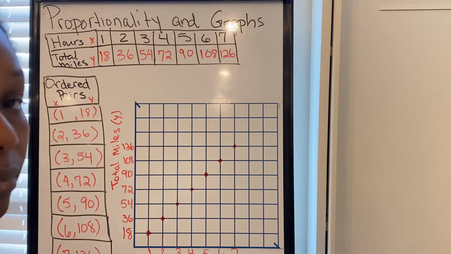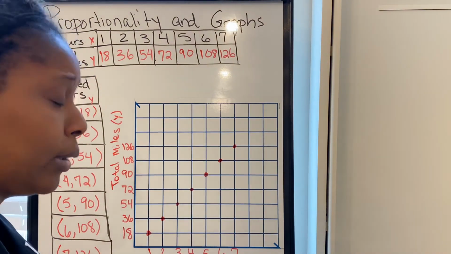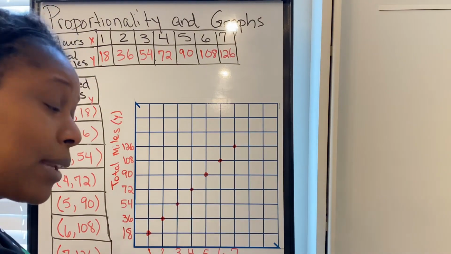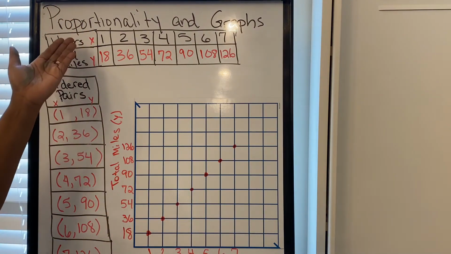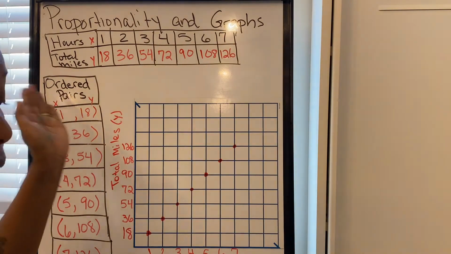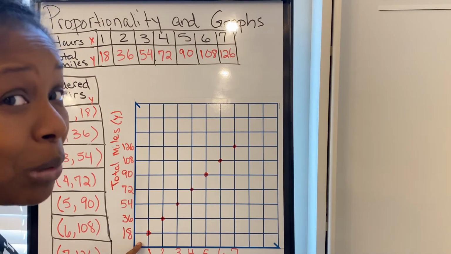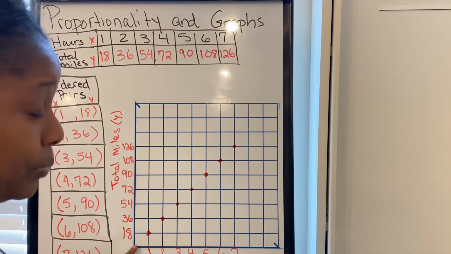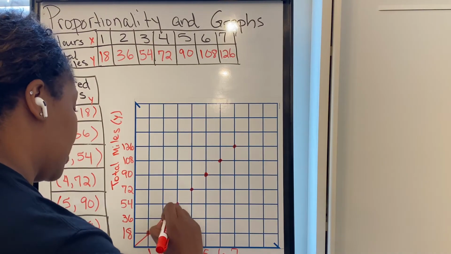Am I done? Don't you say yes. No. I gotta draw my line. I gotta connect my dots. So we know that if there's no time, and he hasn't started yet, then he didn't go anywhere, so he's gonna pass through the origin. I hope you guys remember that. That's our 0, 0. So I can start from 0, 0, and I'm just gonna draw my line.